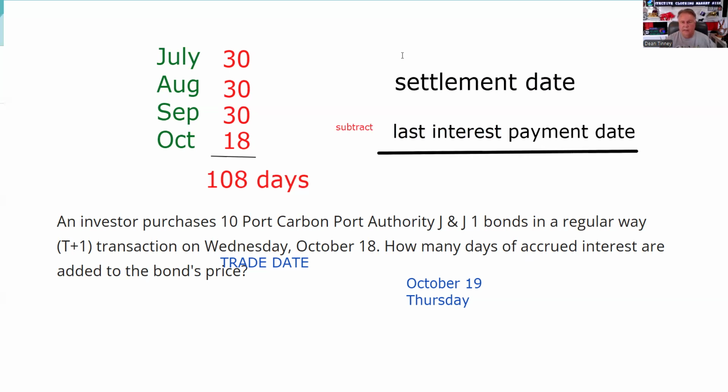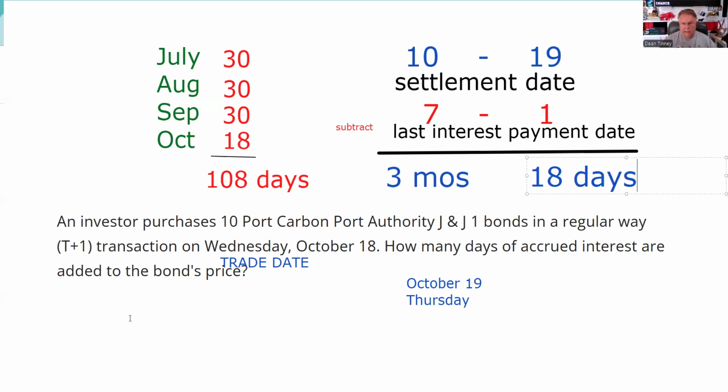Okay, so settlement is 10, 19. If you want to use the shortcut, let's put that there. And you would simply subtract the last time it paid interest, which in this case is July 1st. And this part I can't help you with. 7 from 10 is 3. And then you got to remember that we're using a base 30 system, right? So 3 months would be 90 days. And then one from 19 is 18 days. And again, we arrive at the answer, which is 108 days.